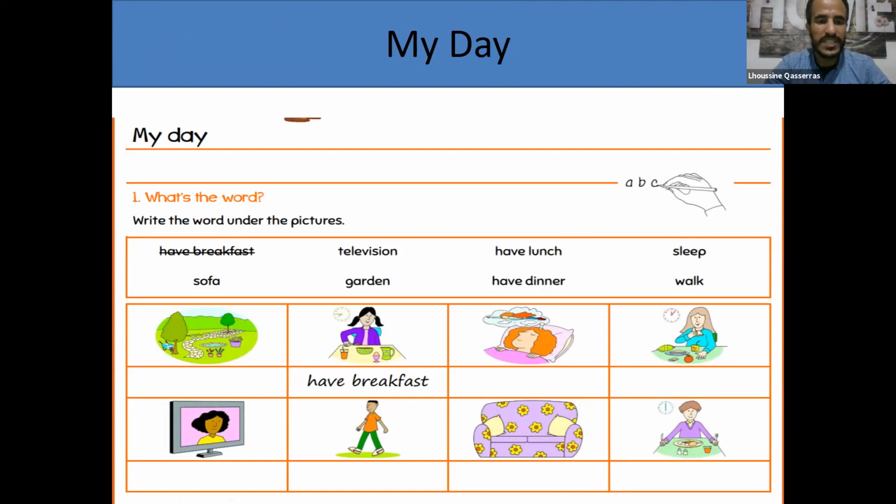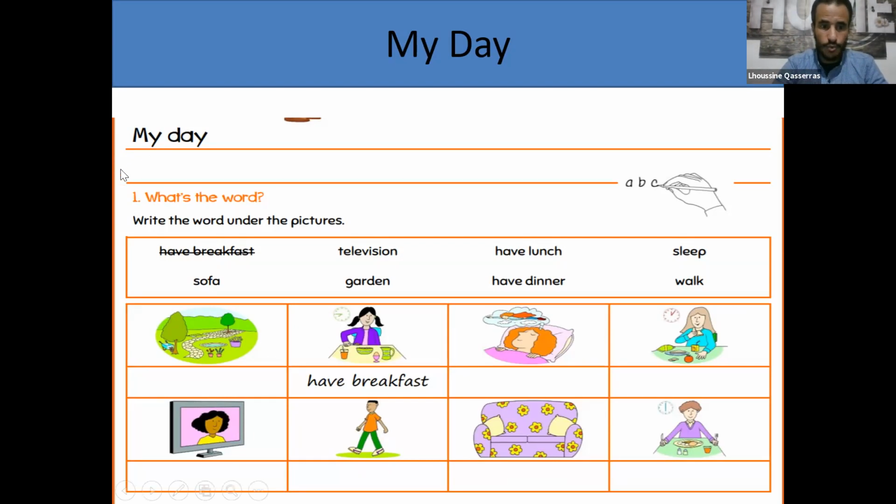Now, this activity number 1, what's the word? Write the word under the pictures. Is it brainstorming? Is it the first draft? Or is it planning, number 1? Or first draft? Or editing? Or proofreading? Or the final draft? What do you think, this one? Brainstorming. Yes, so it is planning. It's planning, yes, because you have to provide your learners with some keywords they need. So write the word, because here you are teaching beginners and they are children, young learners.